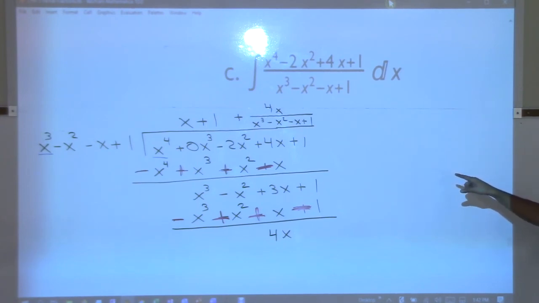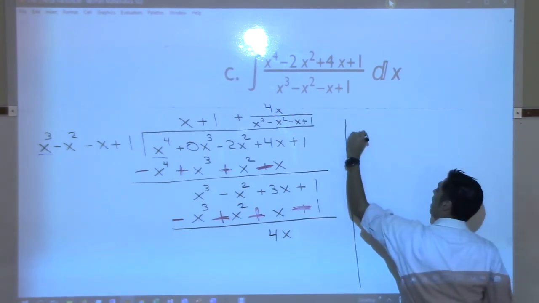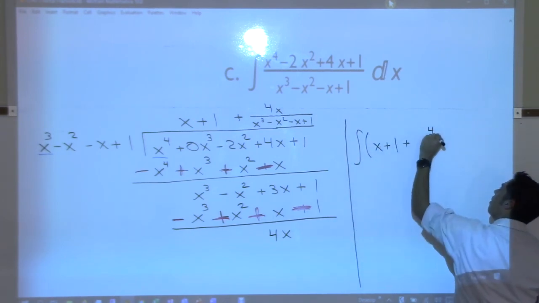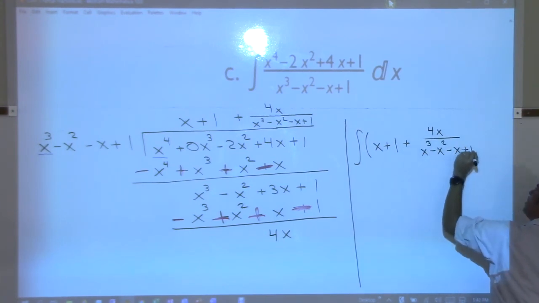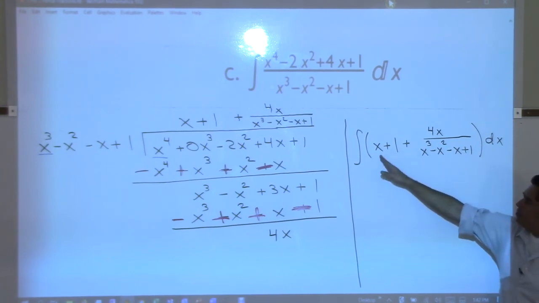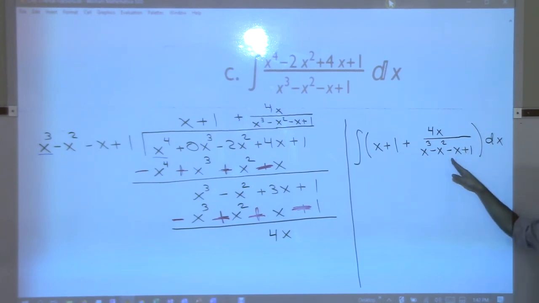Any questions? Then we have to integrate that now. So here's where we are. The original integral is actually just the integral of x plus 1 plus 4x over x cubed minus x squared minus x plus 1 dx. And what's good about this is we can do these one at a time, right? So can we take the antiderivative of x? Sure. Antiderivative of 1? Yeah. Antiderivative of this? No. So we're kind of stuck now.